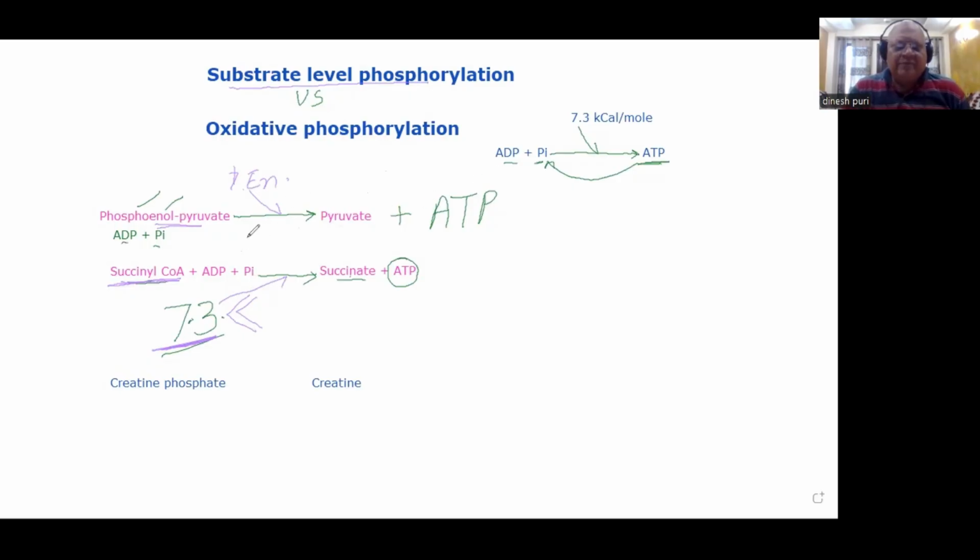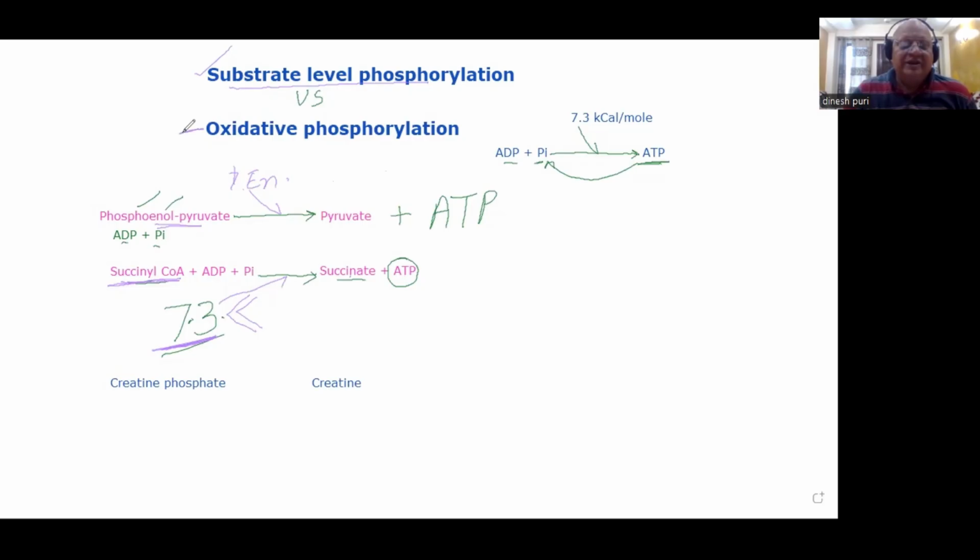So one important point, ADP, phosphate, they are not important. Energy is important. That is why when glucose 6 phosphate is converted to glucose, no ATP can be generated because glucose 6 phosphate is not a super high energy compound. So we have done substrate level phosphorylation.